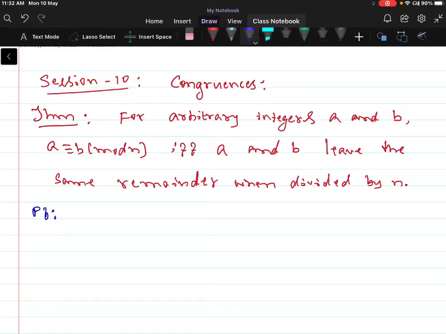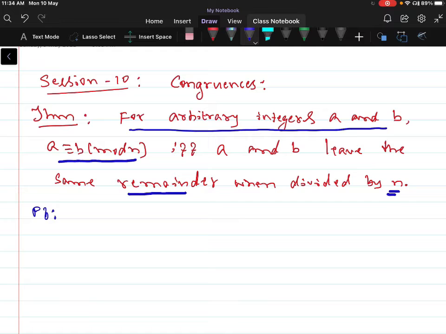In the previous lecture, you have studied the concept of congruences and some properties of congruences. In this lecture also, we can discuss some properties of congruences with examples. So we'll have another important property. For arbitrary integers a and b, a is congruent to b modulo n if and only if a and b leave the same remainder when divided by the positive integer n.